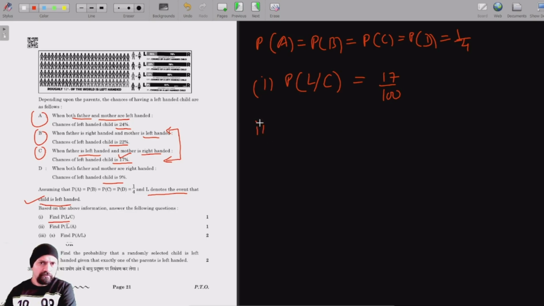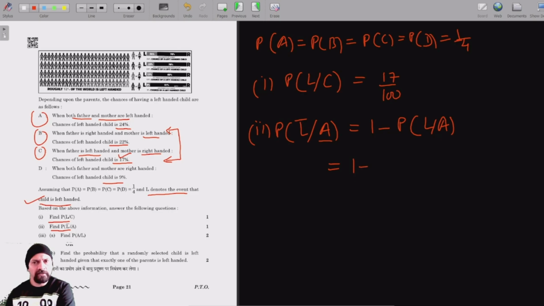Okay, and for the next part, it says the child should not be left-handed when both father and mother are left-handed. So this is 1 minus the probability of a left-handed child when both father and mother are left-handed. When father and mother are left-handed, the chance of a left-handed child is 24%. So this is 100 minus 24, which gives us 76 by 100.